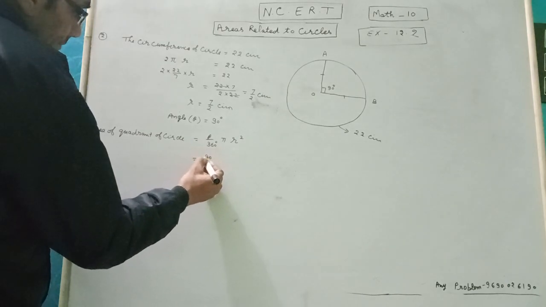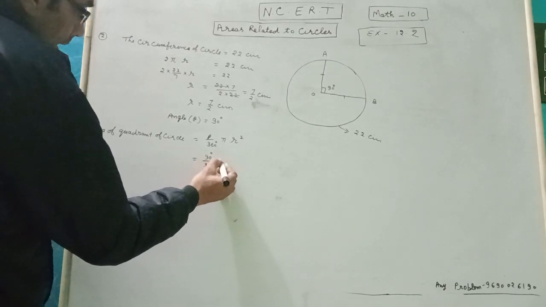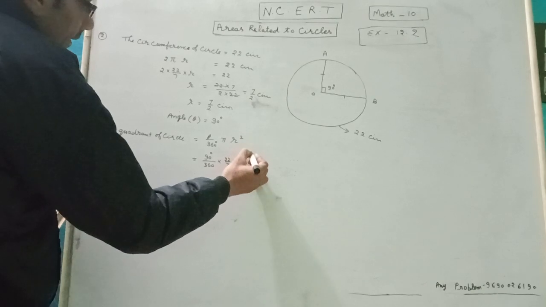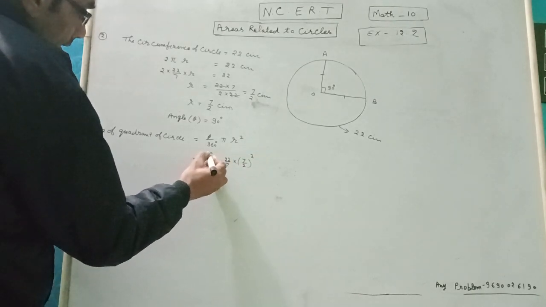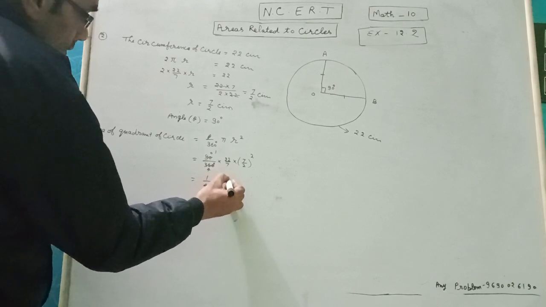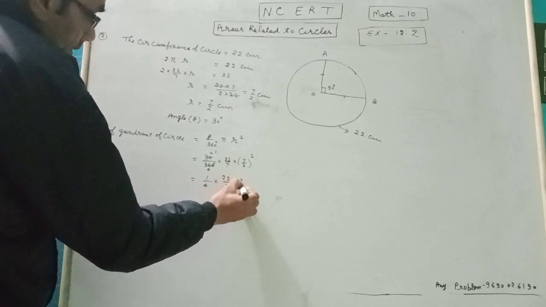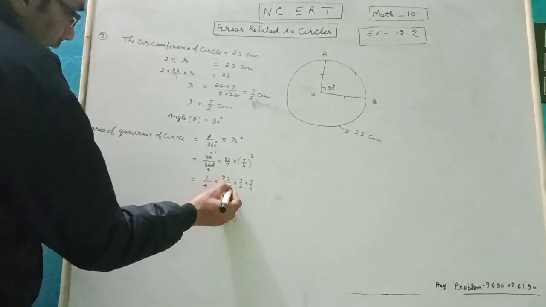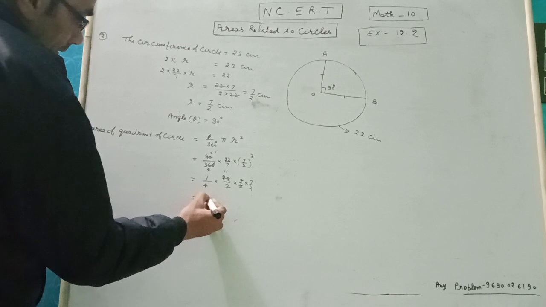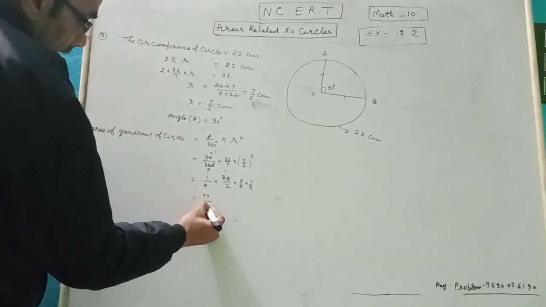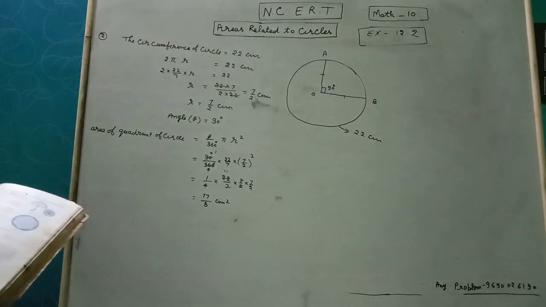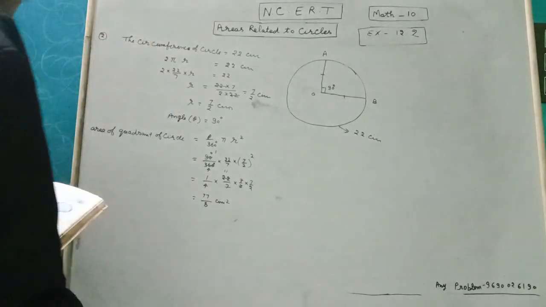Theta is 90 upon 360, the pi value is 22 upon 7 into the r value squared, 7 upon 2 squared. 1 upon 4 into 22 upon 7 into 7 upon 2 into 7 upon 2. 7 divided by 7, 2 divided by 22 is 11, 11 times 7 is 77, 4 times 2 is 8, so 77 upon 8 cm square is the area of the quadrant with circumference 22 given in the question. Question number 2 is complete.